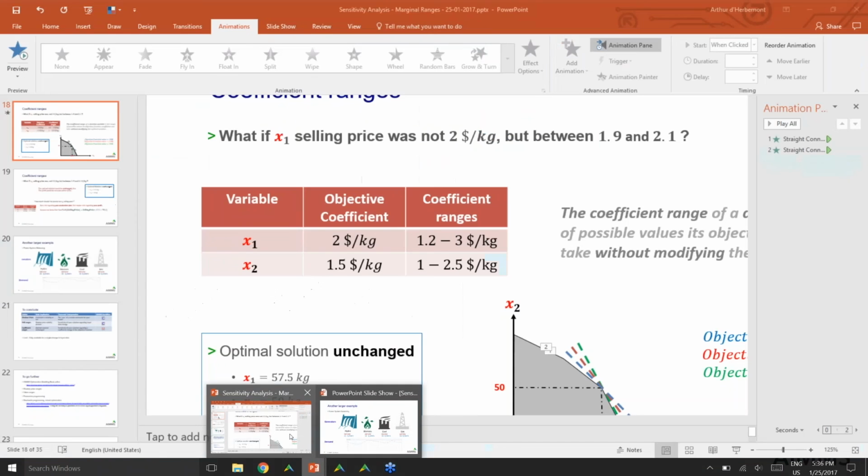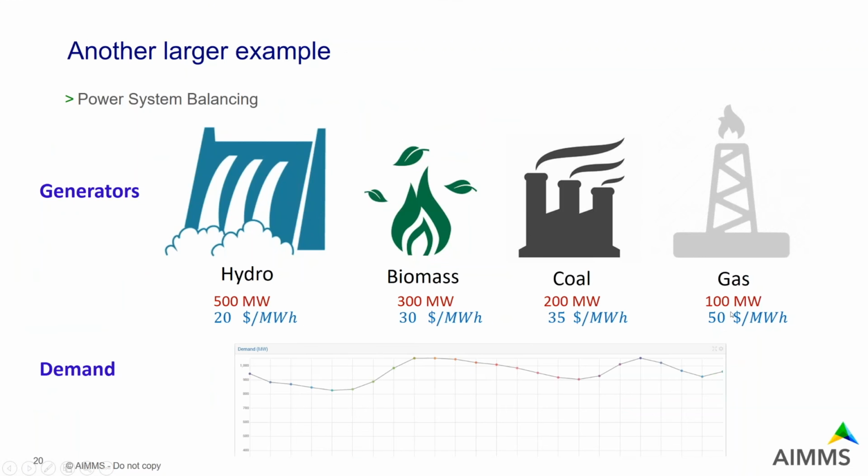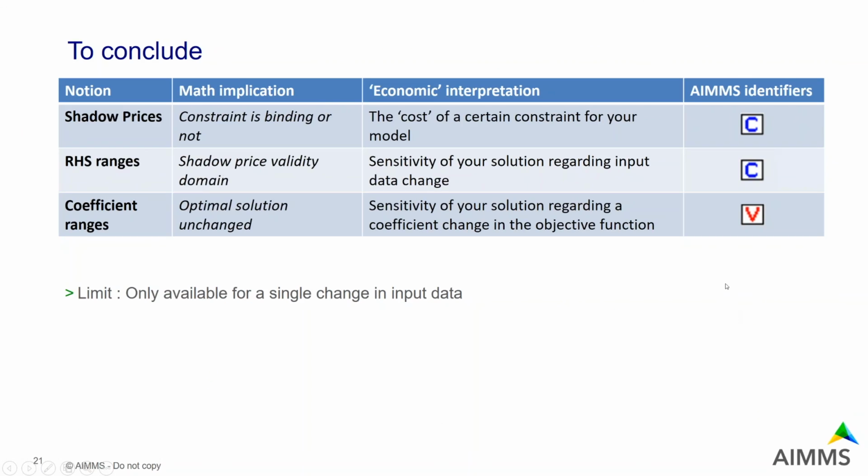Okay, so getting back to the presentation, to conclude this webinar, we saw three types of notions: the shadow price, the right-hand side ranges, and the coefficient ranges. So the mathematical implication is that if the shadow price is 0, we can say that a constraint is not binding for a system, which means that we could get rid of this constraint and the optimal solution would be the same. And mostly the economic, with quotes, interpretation would be the cost of a certain constraint for our model.